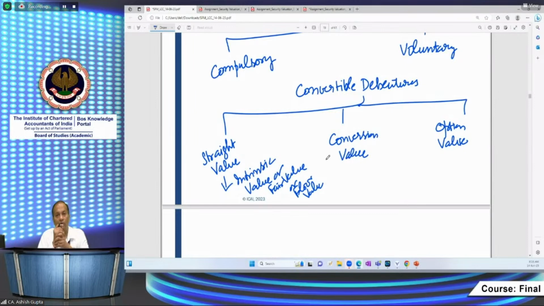Students, when we talk about convertible debenture, because debenture means you can go for a plain redemption. If I am holding a debenture, I get a coupon payment. Then at the time of maturity, I will get the principal repayment back. The discounted value of this is called straight value, intrinsic value, fair value or floor value, because the value of the debenture is not going to go below this.